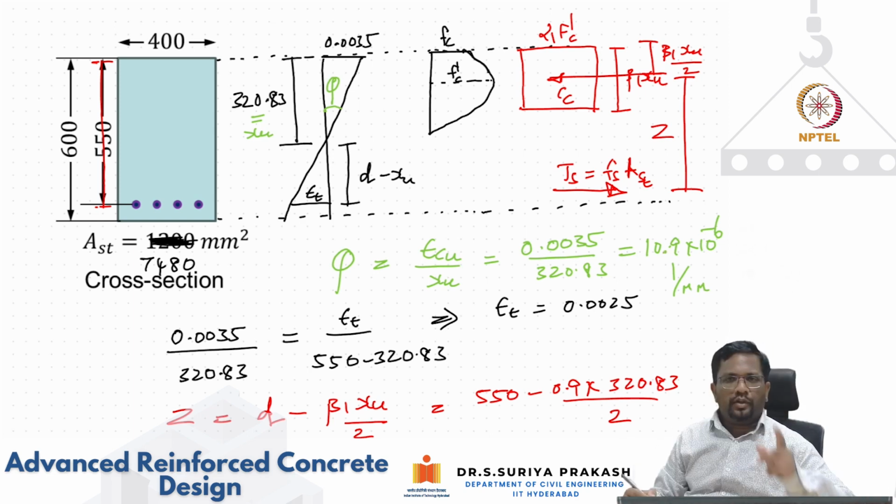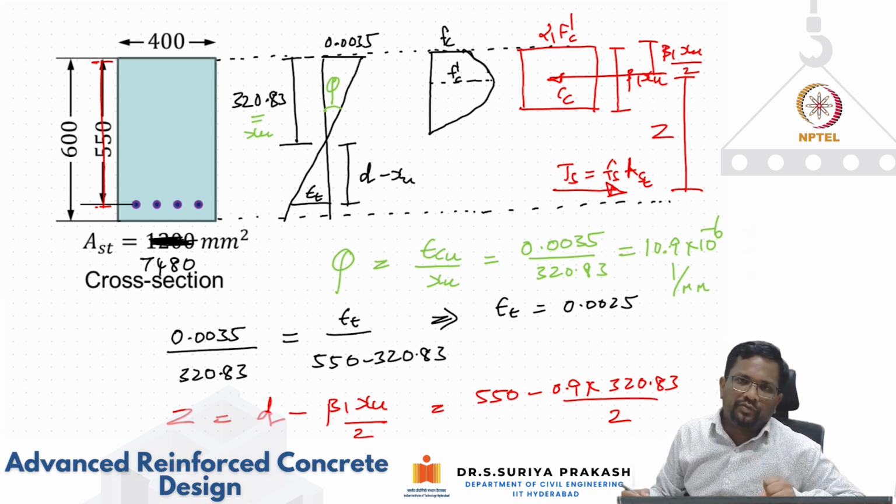You see here, the previous section, which had a very low reinforcement ratio of 1200 mm square, had a curvature at failure of 68 into 10 to the power of minus 6. Now I have increased the steel from 1200 to 7480 millimeter square, and the curvature at failure has reduced from 68 to 10.9. So what can we infer from here? If I put more and more steel on the tension side, the curvature at failure is going to reduce, though you gain some moment resistance.